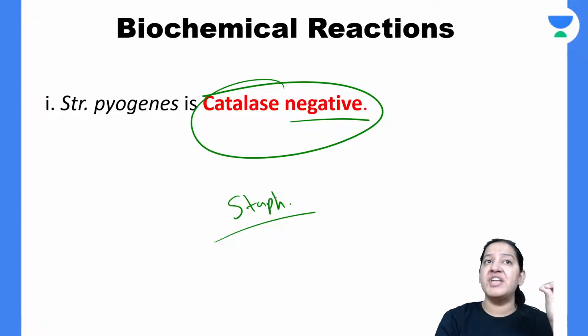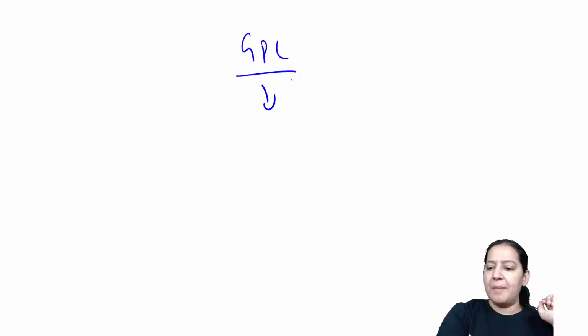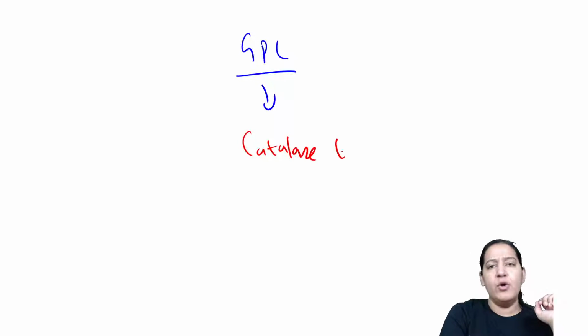We want to differentiate Staphylococcus from Streptococcus by using the catalase test. Catalase is the enzyme. Both of them are gram-positive cocci, so first we apply a catalase test. How to apply the catalase test? I will tell you.